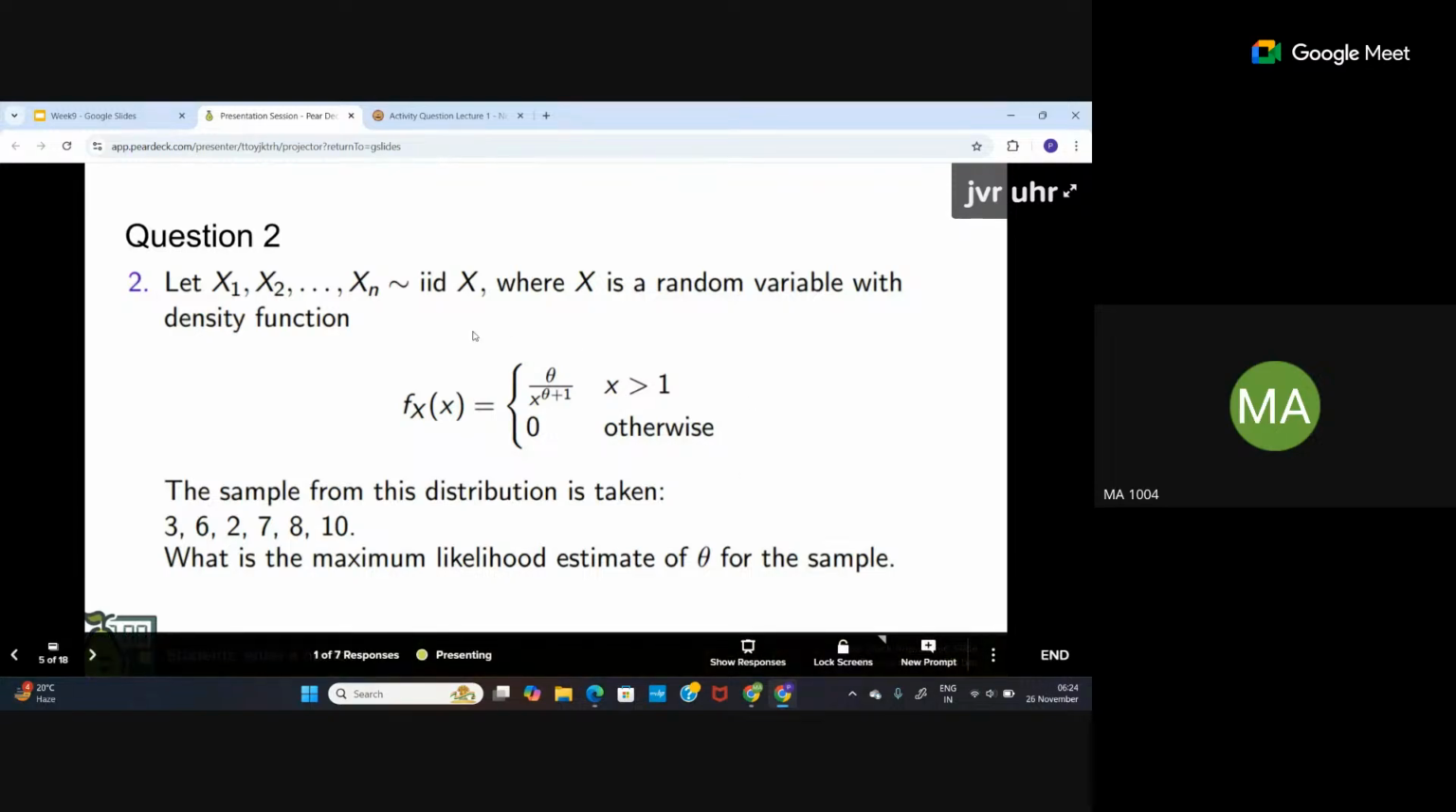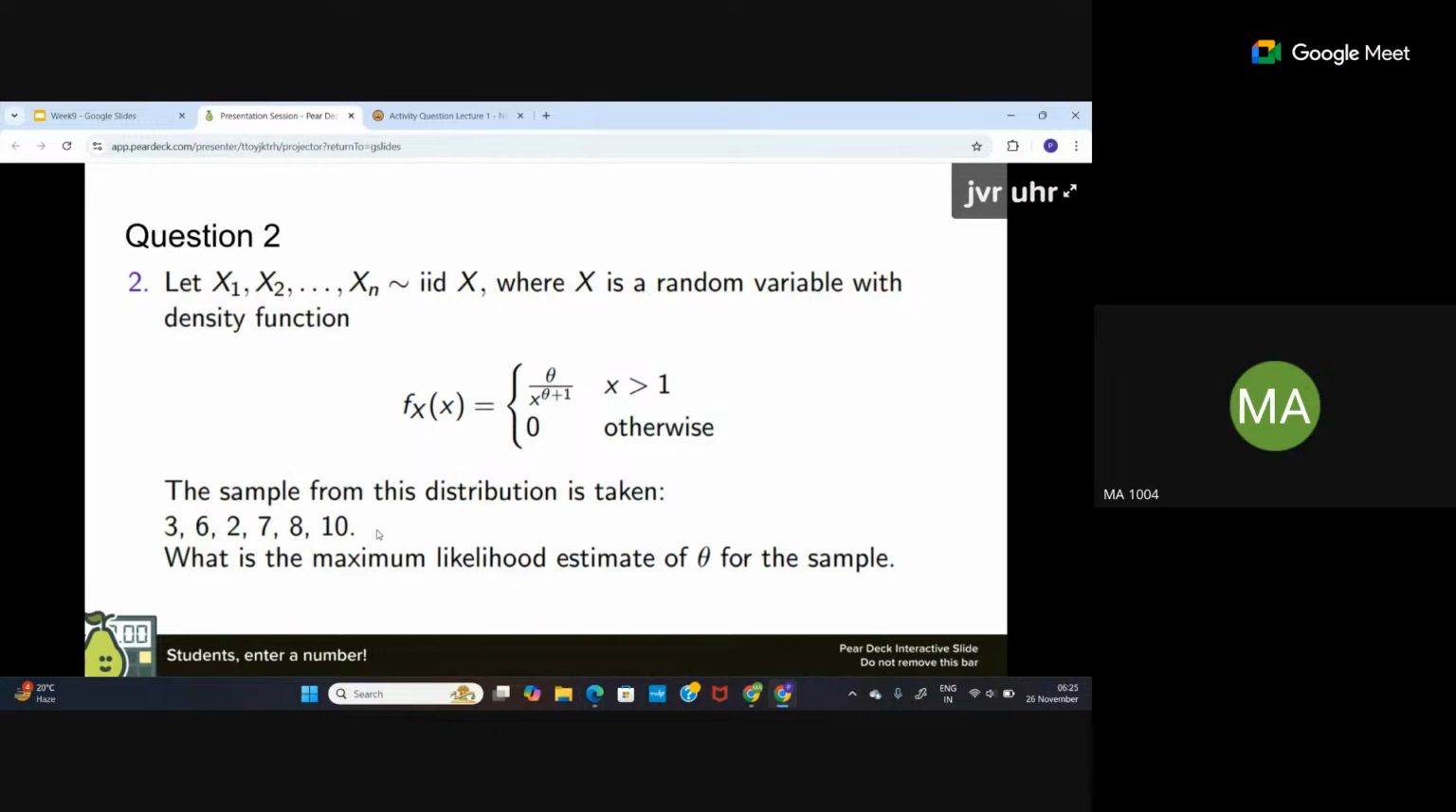So in the question, what is given to us? Here, n IID random variables are given, which follow this density function, and we are given the sample. We have to find the maximum likelihood estimate for theta for the given sample. What is the procedure in maximum likelihood estimate? First step is to identify the function, and then we differentiate it and equate it to zero to find the value of theta where the function will take the maximum value.